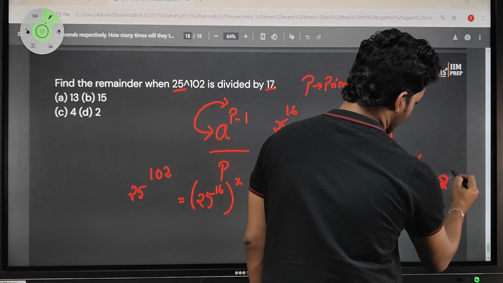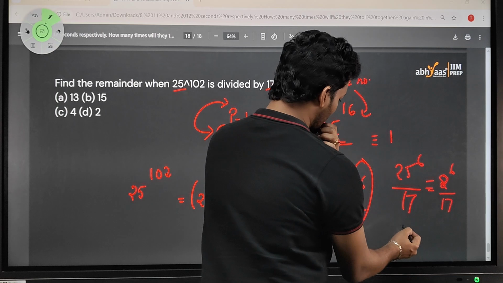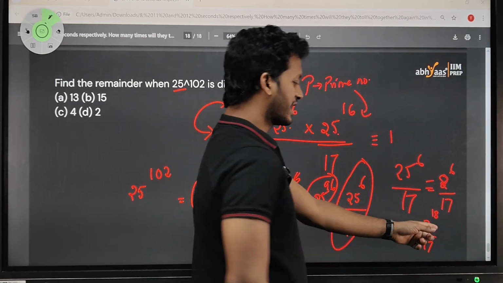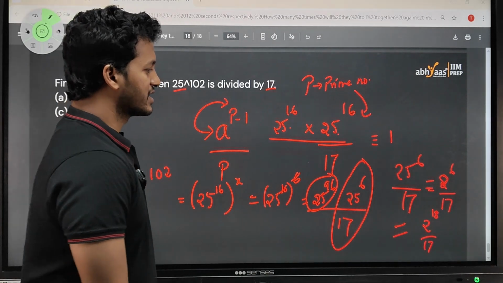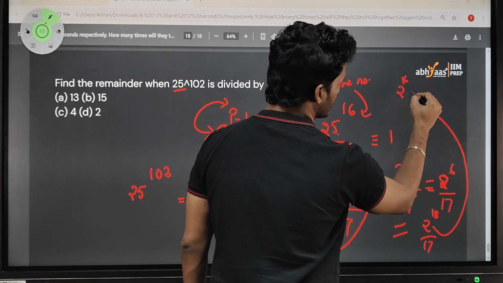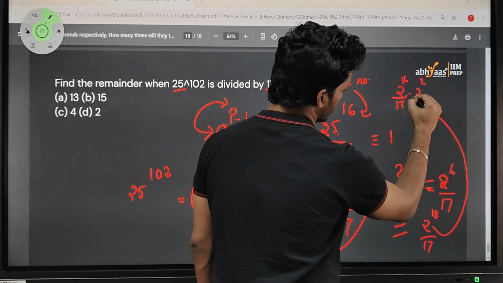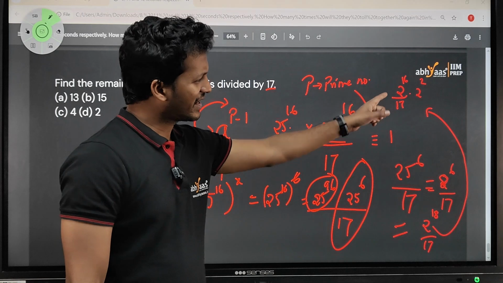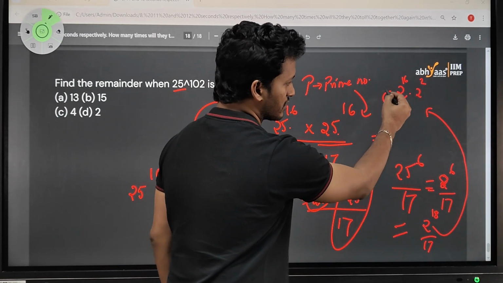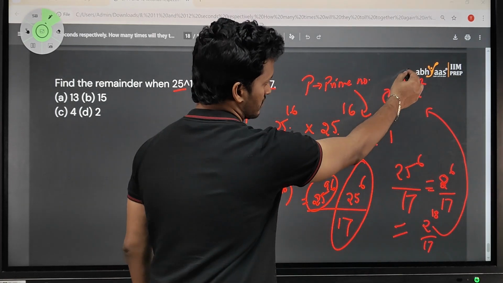So this can be written as 8 power 6 by 17. 8 power 6 can be written as 2 power 18 by 17. But can I write 2 in terms of 17? Yes, exactly. But only when I can express 2 power 18 as 2 power 16 into 2. Now, can I use Little Fermat's theorem here? Exactly. 2 and 17 are co-primes. 2 power 17 minus 1 will give the remainder 1.